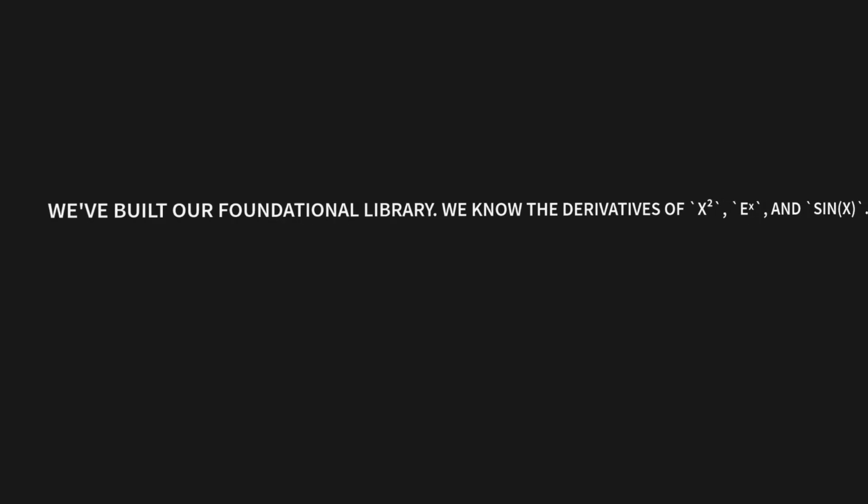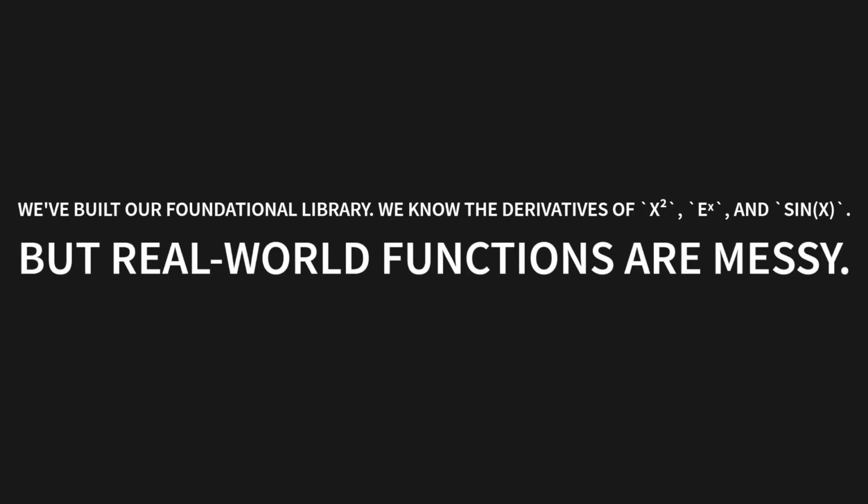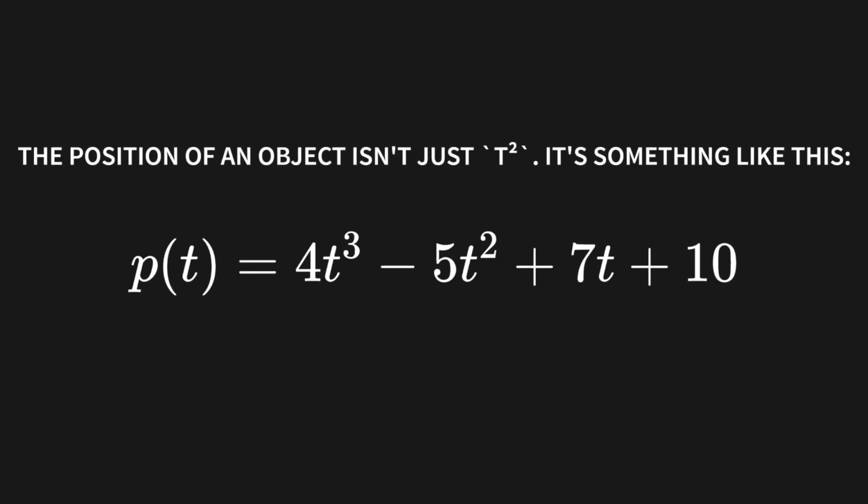We've built our foundational library. We know the derivatives of x squared, e to the x, and sine of x. That's great. But real-world functions are messy. The position of an object isn't just t squared. It's something like this. P of t equals 4t cubed minus 5t squared plus 7t plus 10.